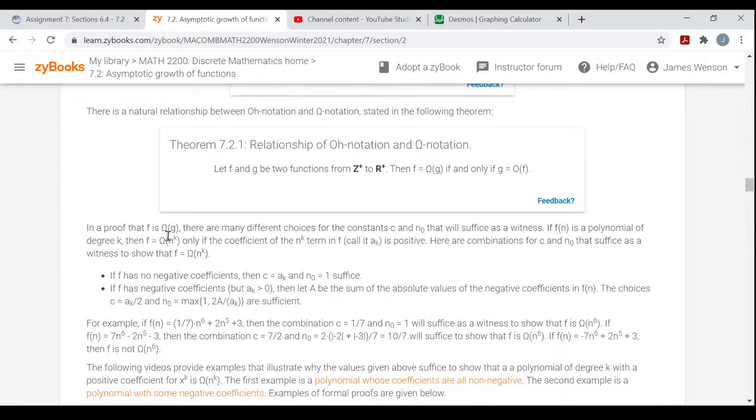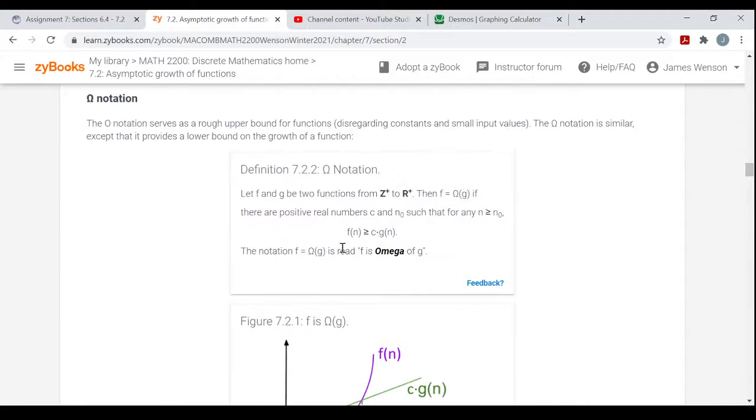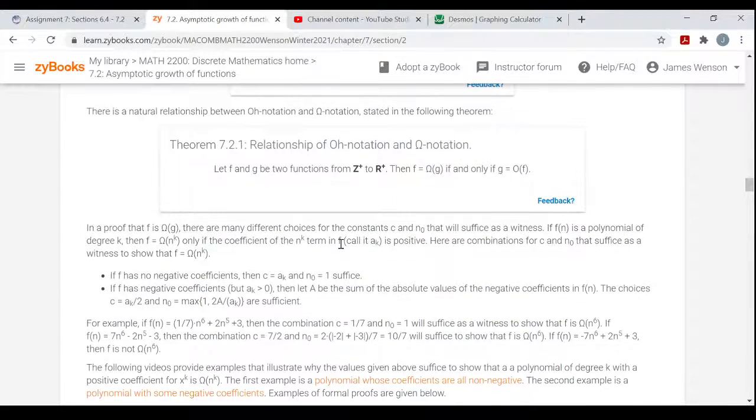All right, but they do go through here some examples of proving, using this definition of omega, that a function f is omega of g. So again, I'll read off their suggestions. Now this is again for just polynomials, really. We'll get to other kinds of functions at the end of the section and talk about growth rates. So here, in a proof that f is omega of g, again, there are many different choices for c and n0 you could use that would work.